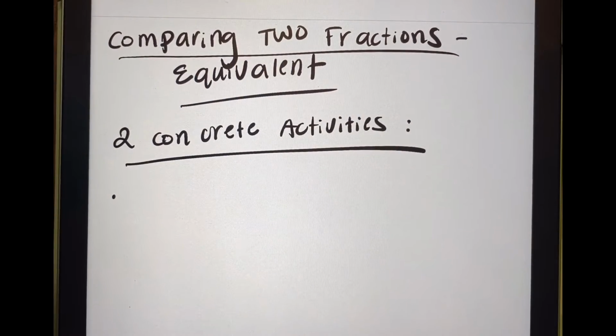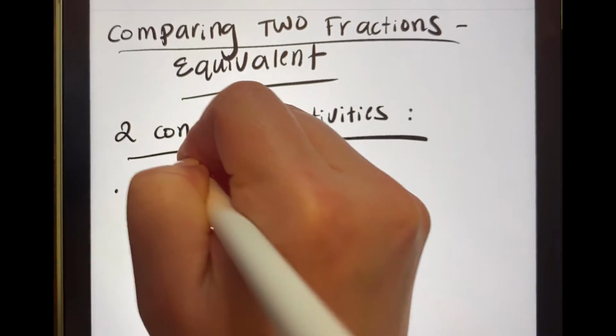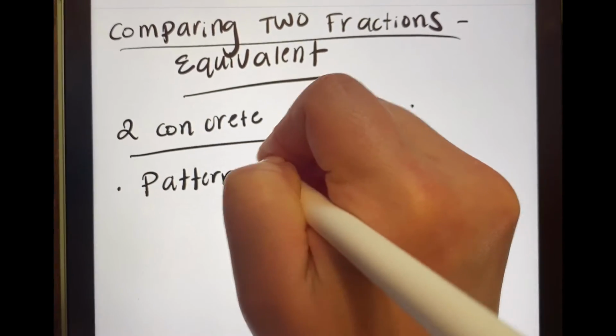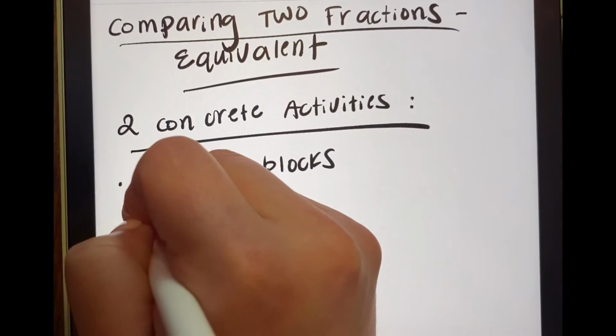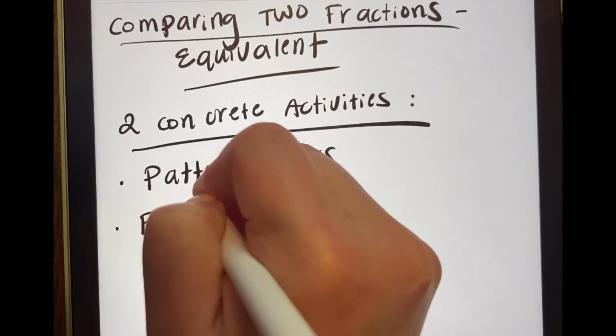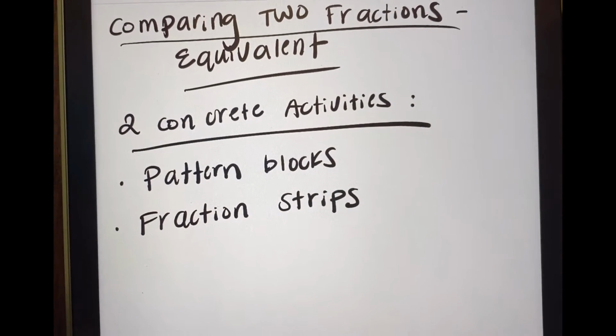Hello everyone. For my Module 12 activity, I decided to do comparing two equivalent fractions. For my two concrete activities, I decided to use both pattern blocks and fraction strips. I do not have either of these on me personally, but I will show pictures of what they would look like in a minute, and I will convey how I would use them in person if I had them.